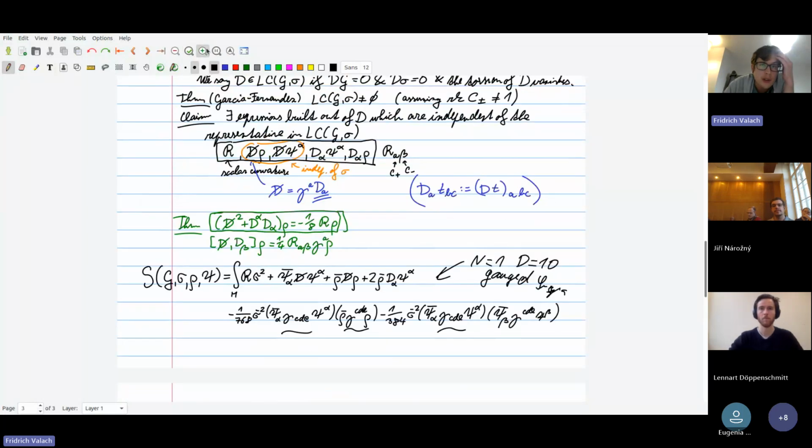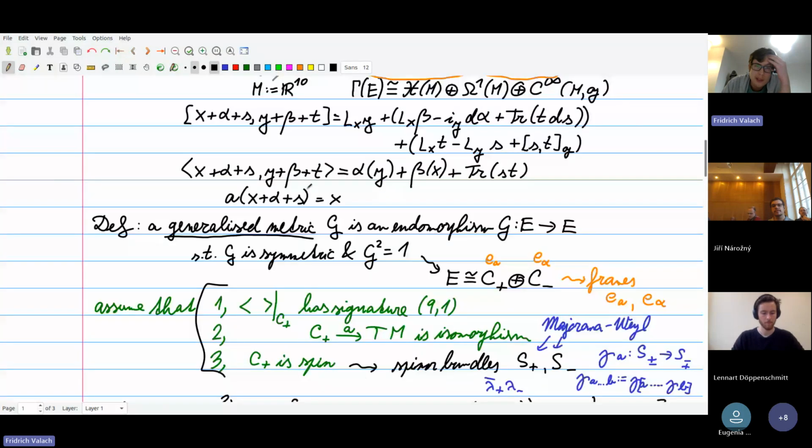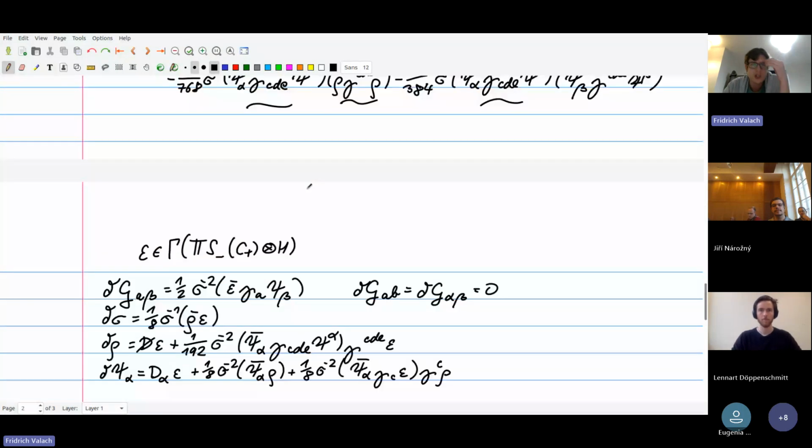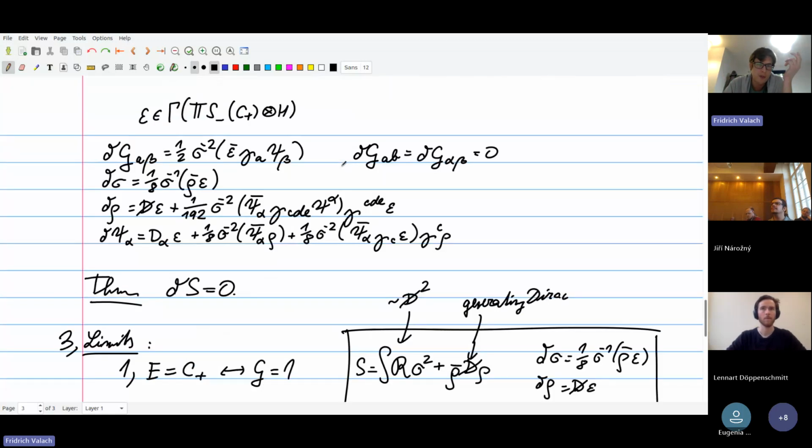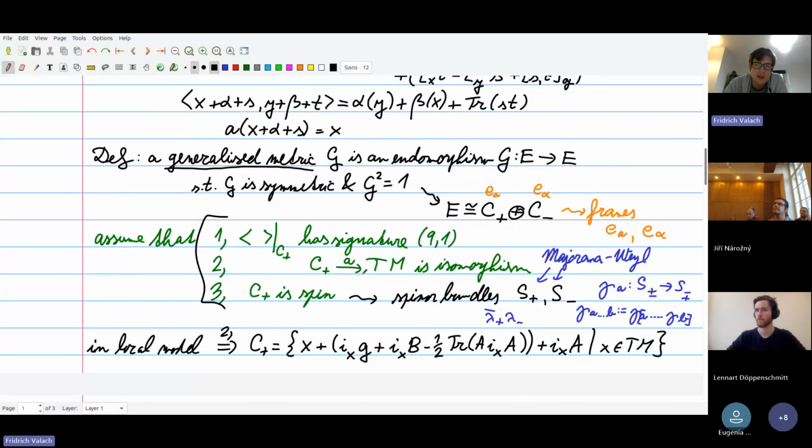First of all, there are two points. One of them is that what is really necessary for this action and transformations to work, for this theorem to work, is that this C plus essentially has to have a specific dimension. This rank is special, because this signature is special, because this is the case where we have both Majorana and Weyl spinors.